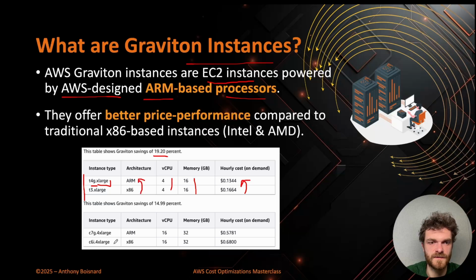Same thing here for C6A and C7G. You're going to have a different architecture, same CPU, same memory, but the hourly cost will be less, meaning you're going to save 15%.